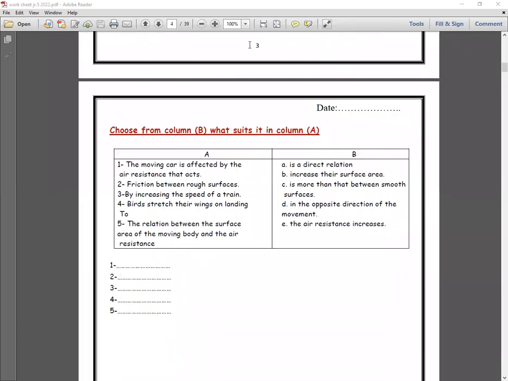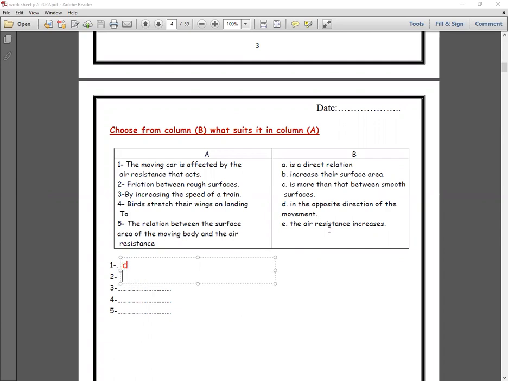Now, let's start with the match. Number 1, the moving car is affected by the air resistance that acts in the opposite direction of the movement. So it will be D.